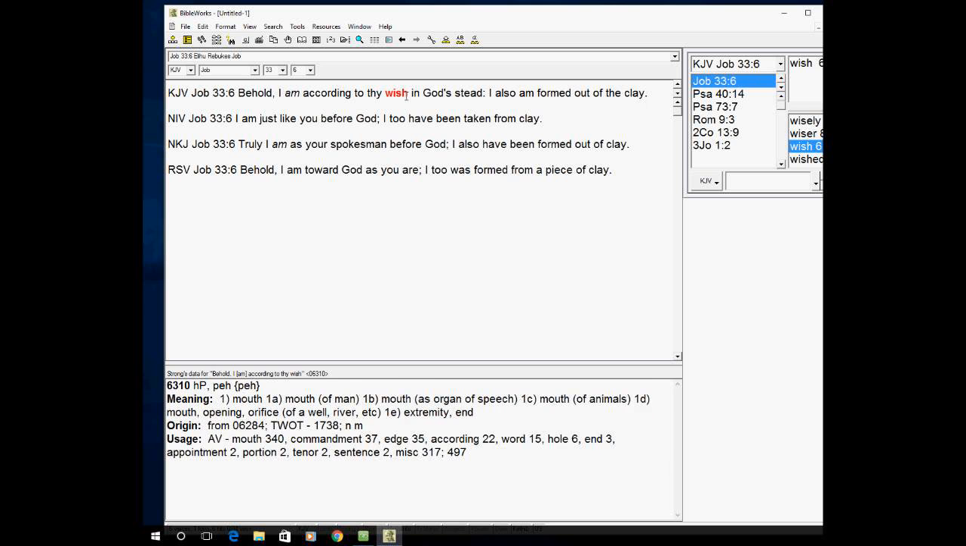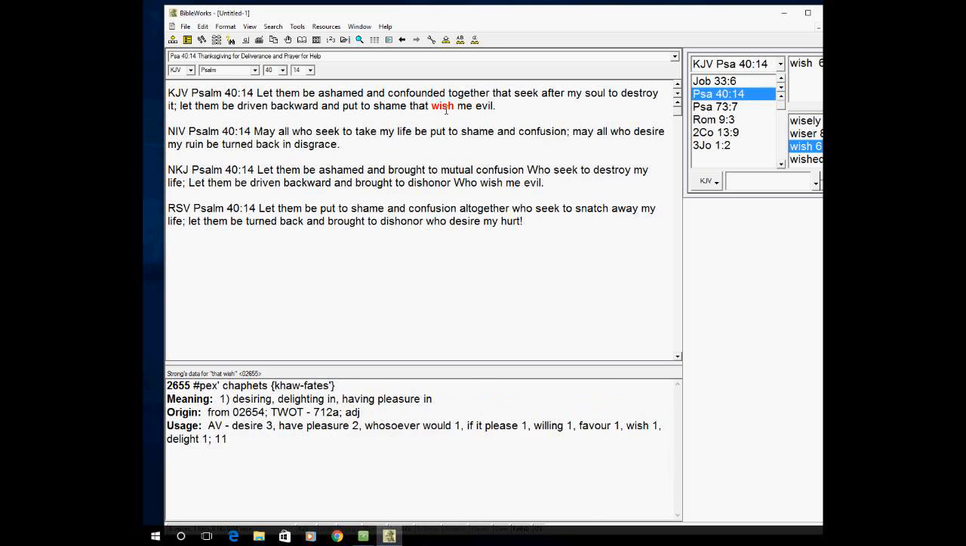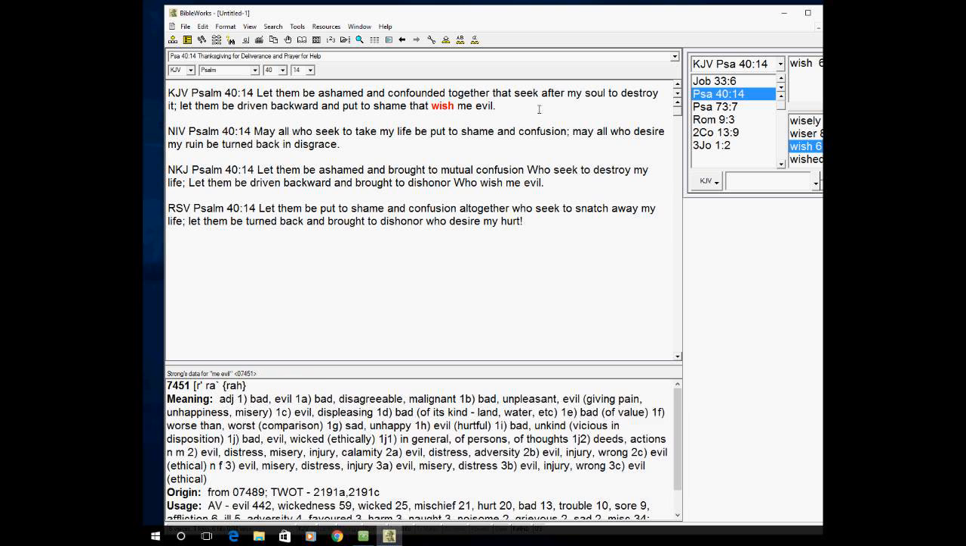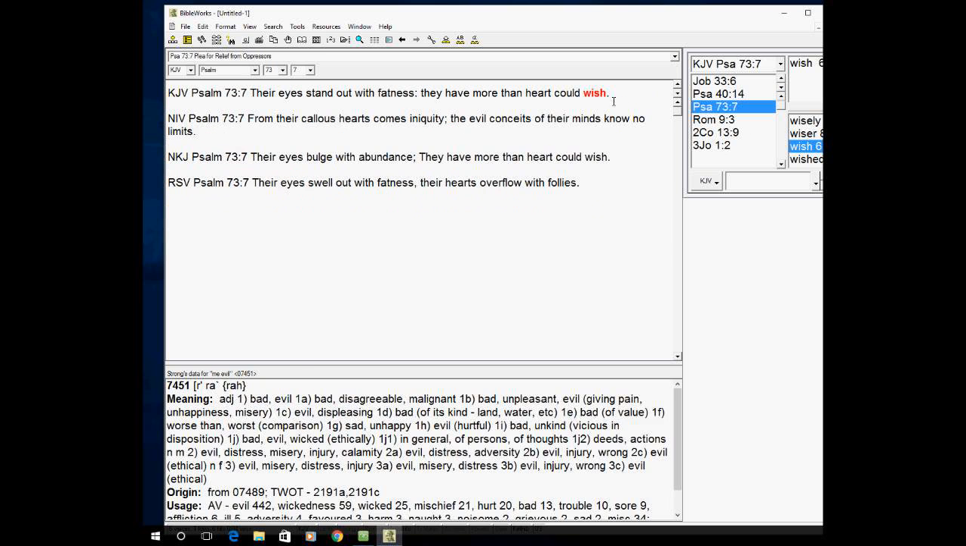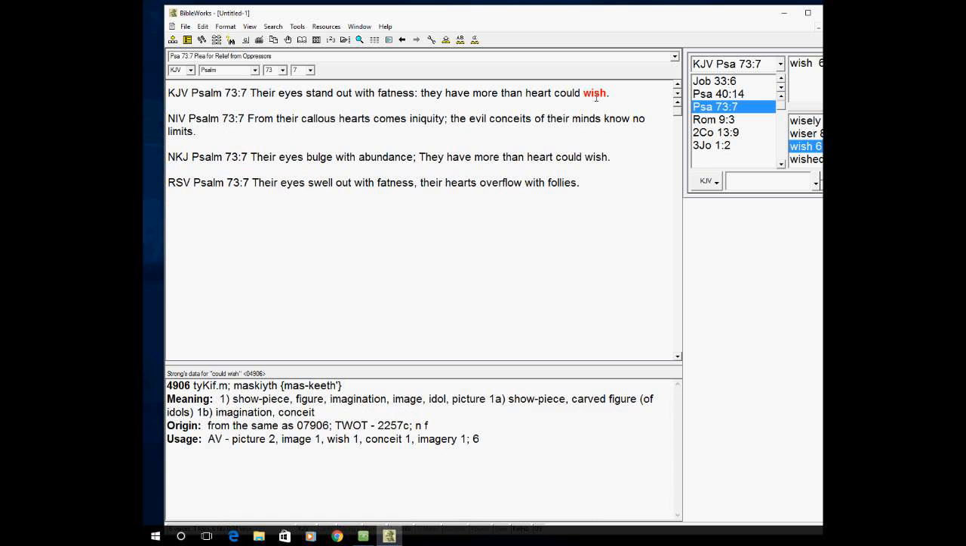According to your wish in God's stead. And we see here it's the Hebrew word peh, which is mouth. It's the same basic word as the Hebrew letter peh. Okay, those that shame, put to shame those that wish me evil. And there you have kafetz as desiring, which is what we think of wish as being. So in the Hebrew, wishing is pretty close to our meaning.